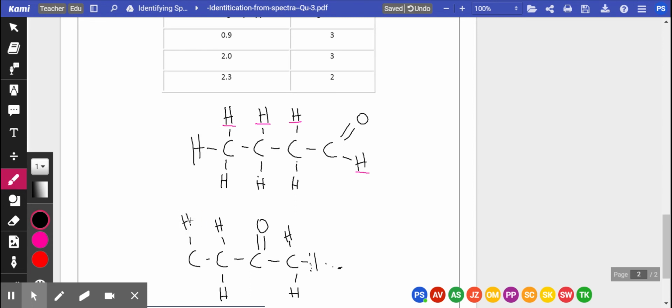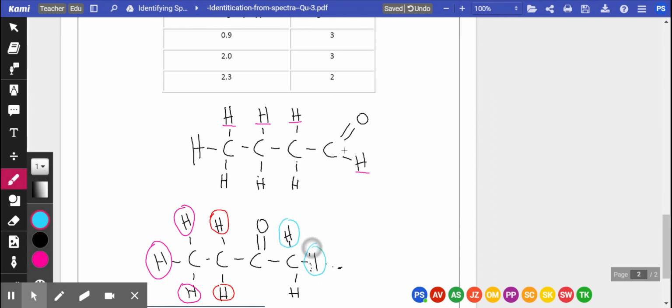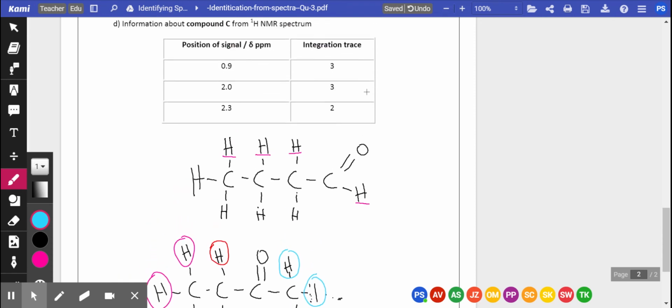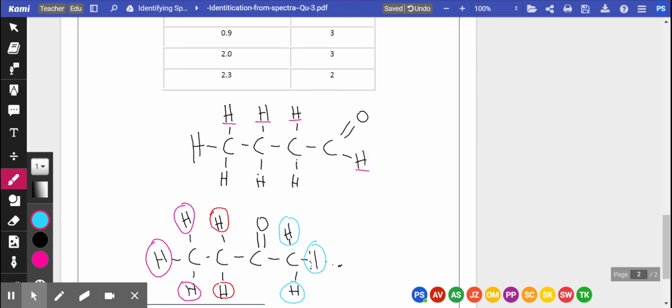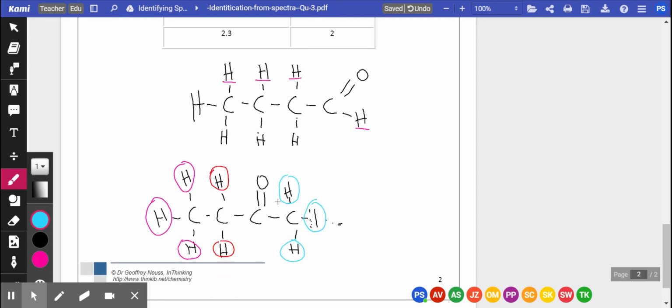Here we can see that there are 3 distinct hydrogen environments. Let's circle them with different colors. So this is one environment, the second environment here, and a third environment here. And that is what NMR tells us, that there are 3 environments. And the integration trace tells us how many of each hydrogen there are, so that there are 3, 3, and 2. And that's perfect because we've got 3 blue, 3 pink, and 2 red.